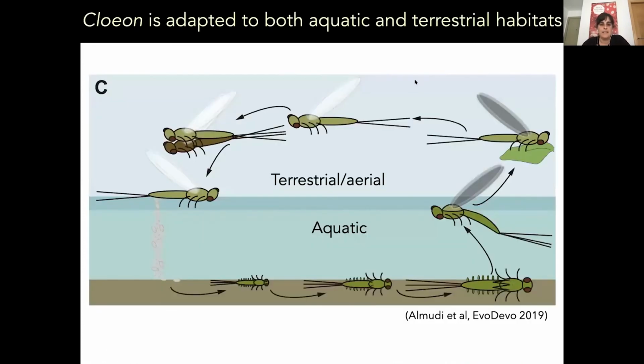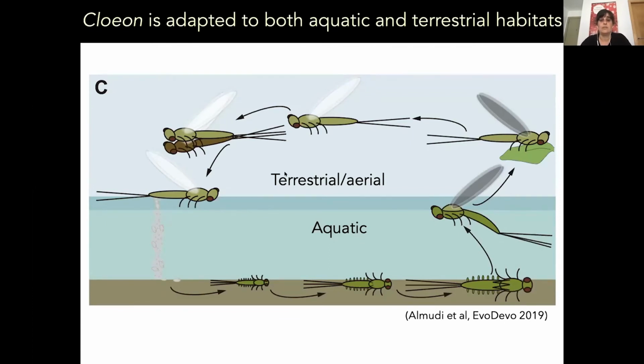And finally, mayflies are also very interesting for understanding adaptations to different habitats, as the nymphs, or the juveniles, are aquatic, whereas the adults are flying insects. So they live on land or just flying. So we decided that they were interesting enough.